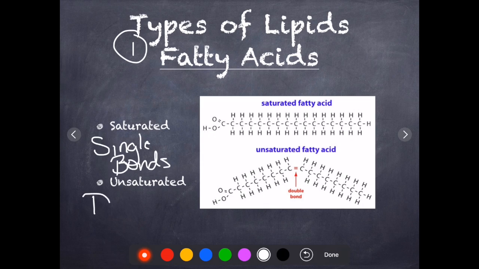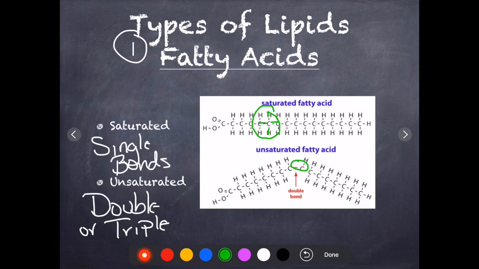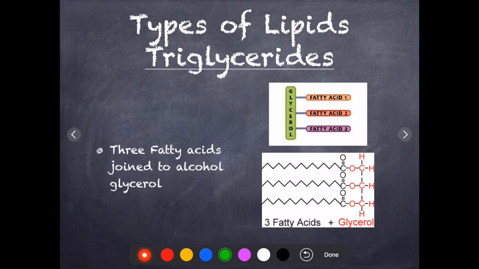and unsaturated is double or triple bonds. Okay, so that's really the only difference. Single bonds, this is what we call a saturated carbon. Can form 1, 2, 3, 4 bonds. These carbons right here, if I could draw, these carbons right here are what are known as unsaturated, not having its complete 4. So fatty acids are a very long chain of carbon.